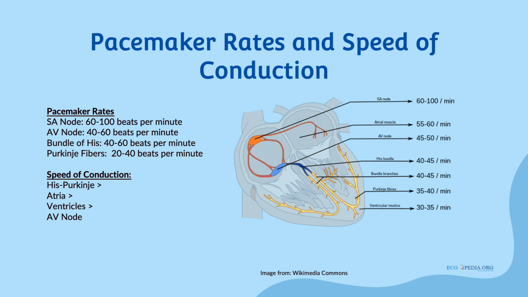The AV node must be the slowest, as there must be a delay between the contraction of the atrium and the contraction of the ventricles. This way, the ventricles can fill completely with blood before they contract. And the Purkinje system must spread its signal the fastest, as it has to cover the entire ventricle, which covers the largest distance and the most surface area.